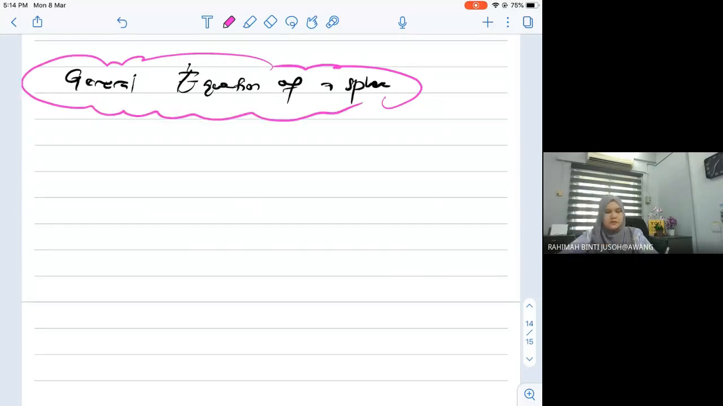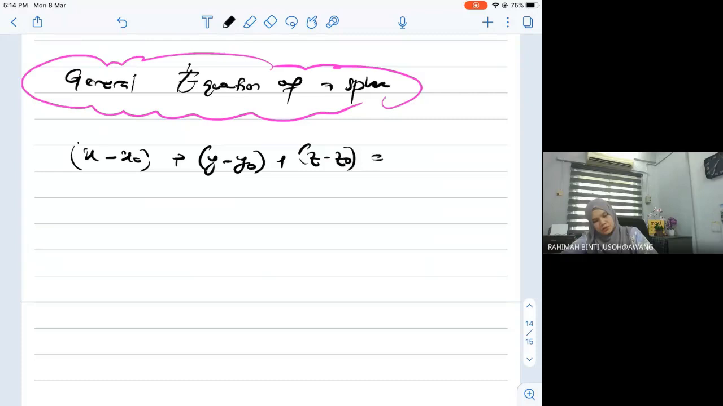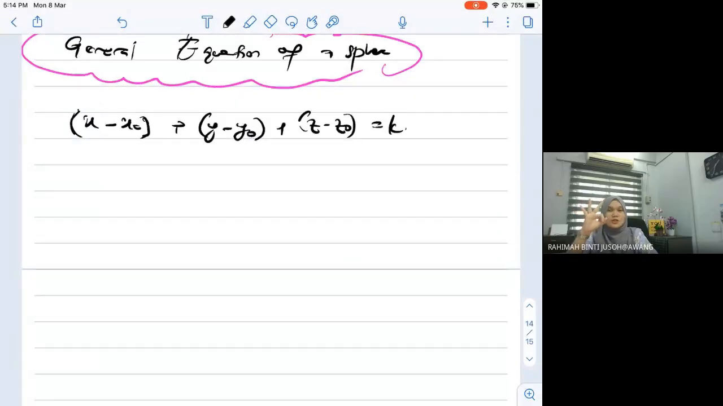General equation of a sphere. We will have something like this: (x minus x naught) squared plus (y minus y naught) squared plus (z minus z naught) squared equals k. Alright, so from this equation, we have three possible situations. Okay, number one.